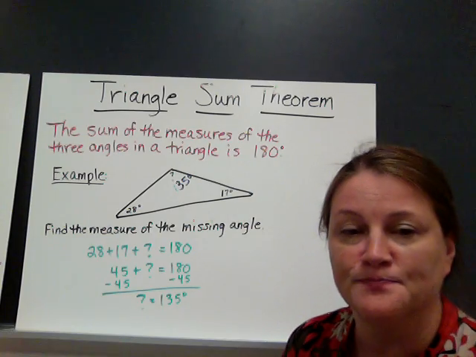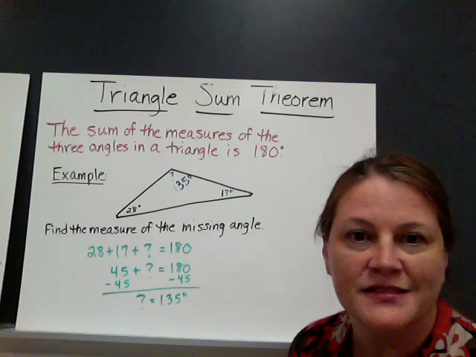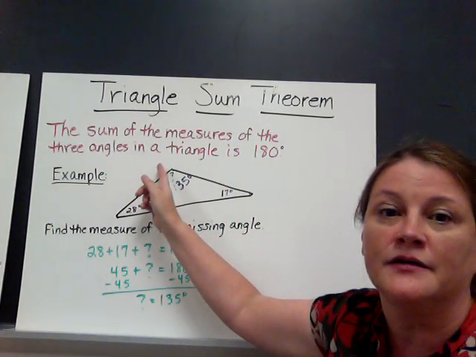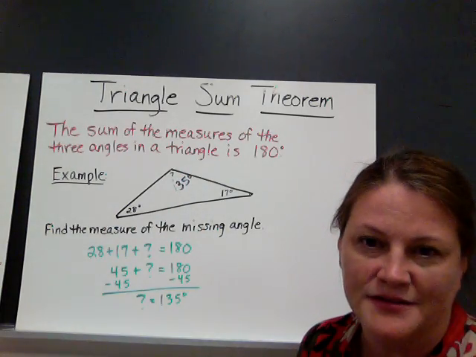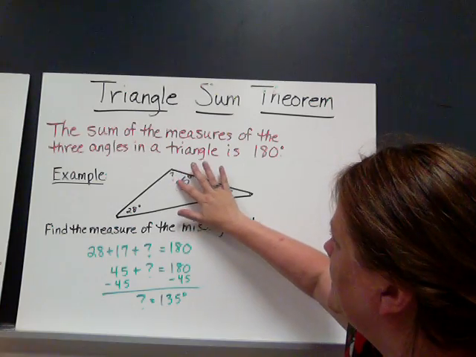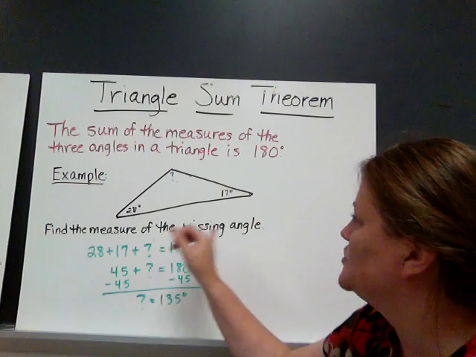Let's look at a theorem. Let's look at the triangle sum theorem. It states that the sum of the measures of the three angles in any triangle is 180 degrees. Let's look at this example. I have a triangle listed right here. And I have, find the measure of that missing angle.